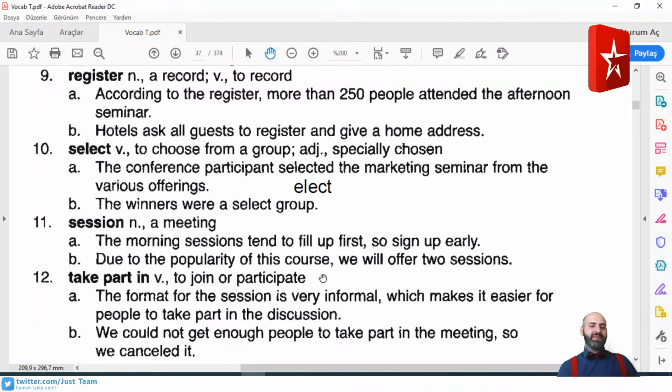Sentence A says the format for the session is very informal, which makes it easier for people to take part in the discussion. Sentence B says we could not get enough people to take part in the meeting, so we cancelled it. Do you know cancel, guys? Do you know the meaning of cancel?